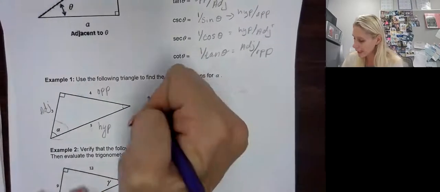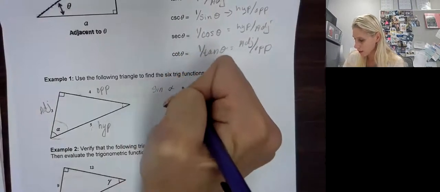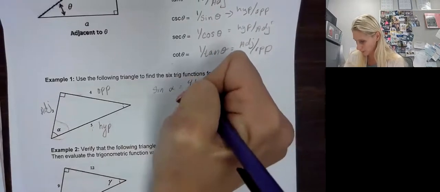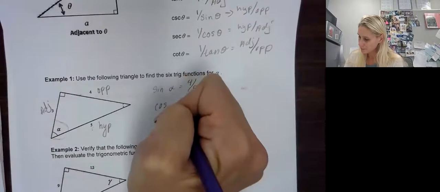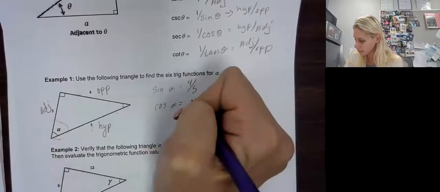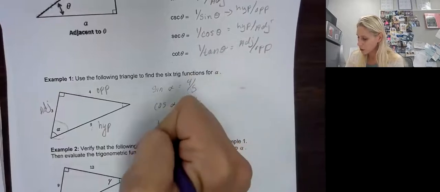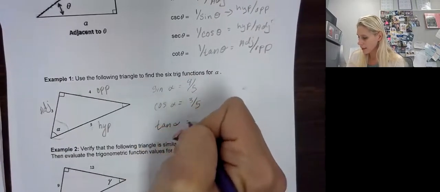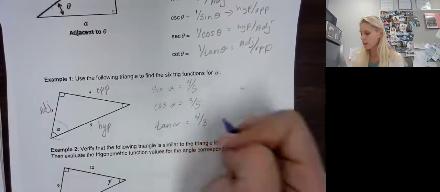And now I can write down my 6 functions. Sine alpha equals opposite, which is 4, over hypotenuse, which is 5. Cosine alpha is adjacent, which is 3, over hypotenuse, which is 5. Tangent of alpha is opposite, which is 4, over adjacent, which is 3.